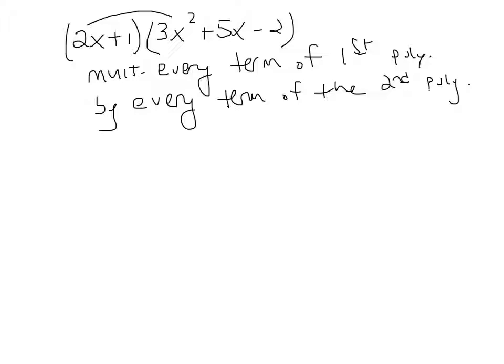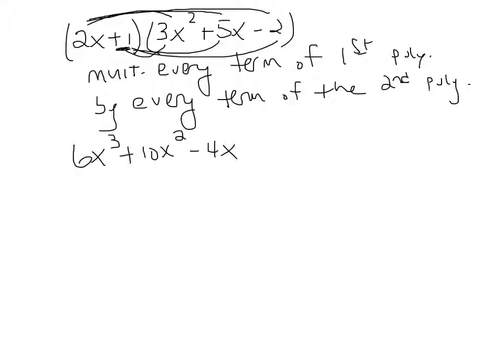So 2x times 3x squared is 6x cubed. 2x times 5x is plus 10x squared. Be careful with exponents. 2x times negative 2 is negative 4x. Now, I'm going to multiply the second term, which is 1, by all three of these terms. 1 times 3x squared is 3x squared. 1 times 5x is 5x. And 1 times negative 2 is negative 2.